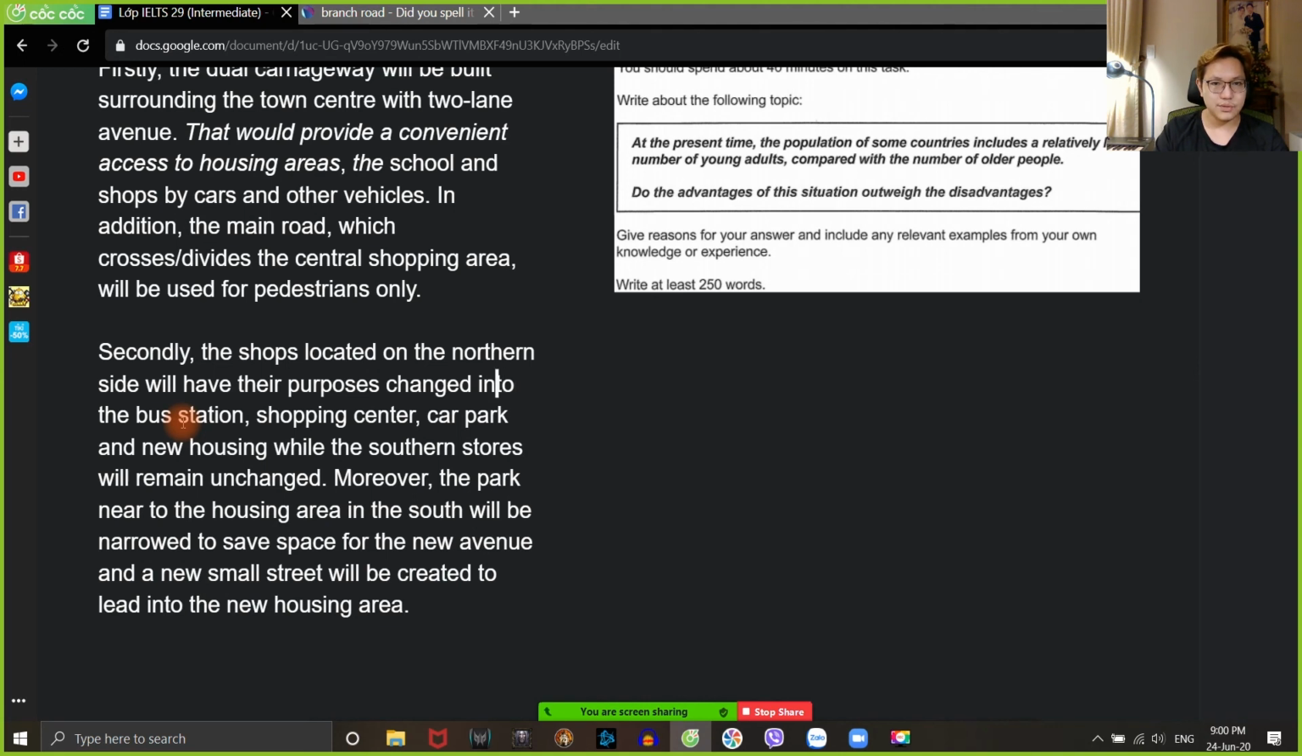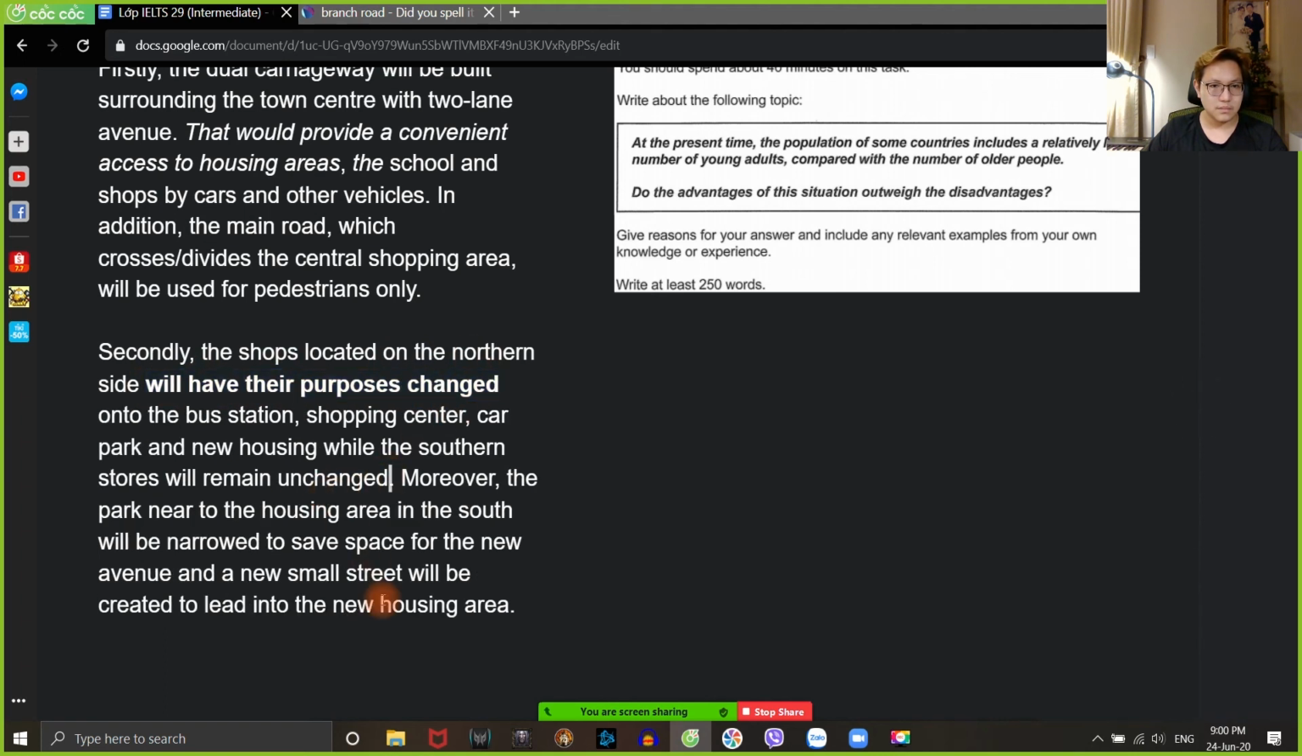Change into, hay là onto the, change onto. I think onto. Change onto the bus station, shopping center, car park, and new housing, while the southern stores will remain unchanged, okay? Moreover, the park thêm vào đó, cái park gần với lại khu vực housing area in the south, ở phía nam, cũng sẽ bị làm rộng, làm hẹp lại.